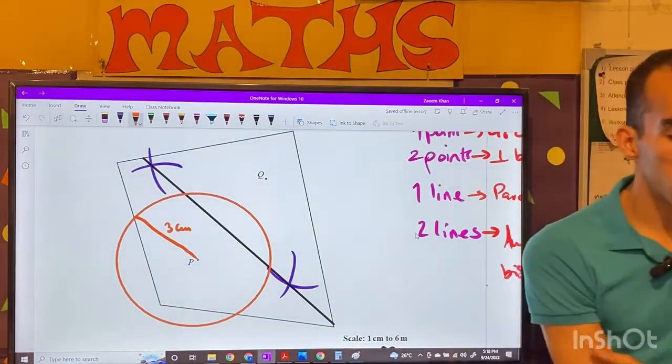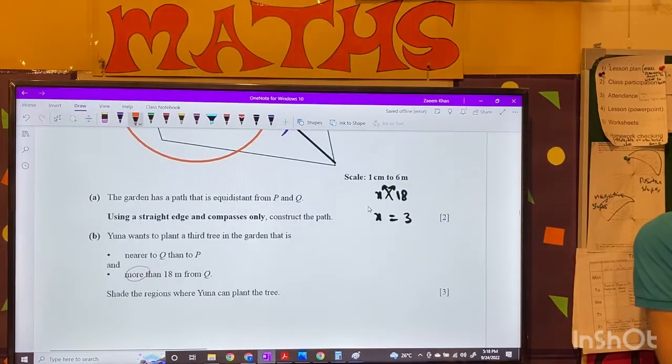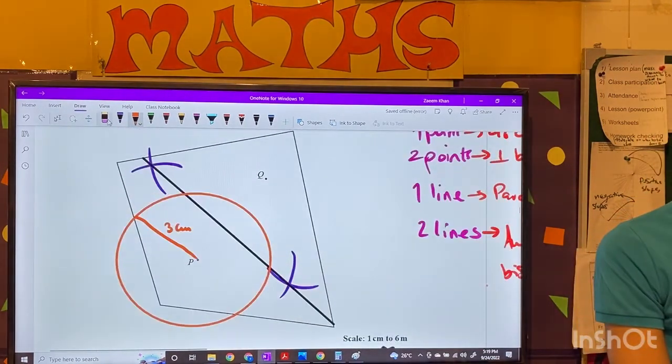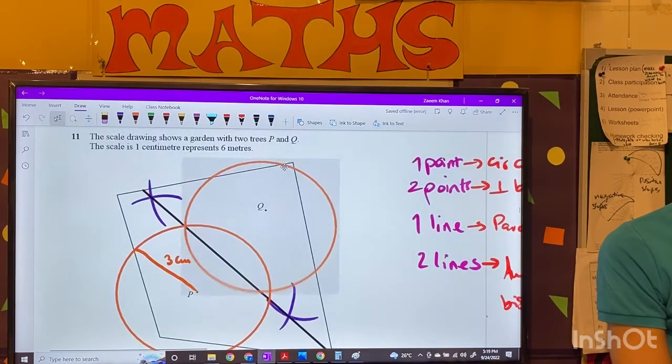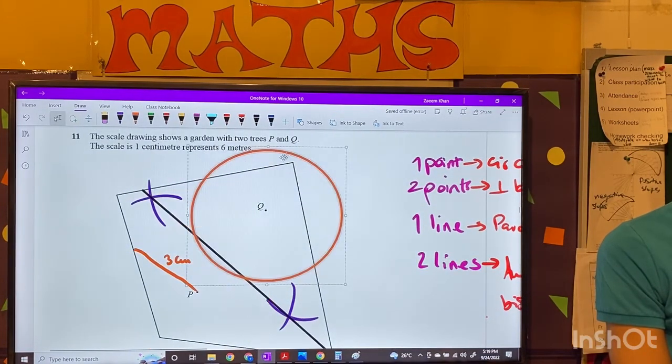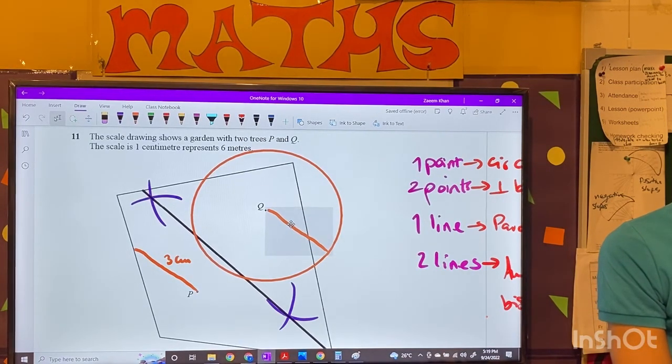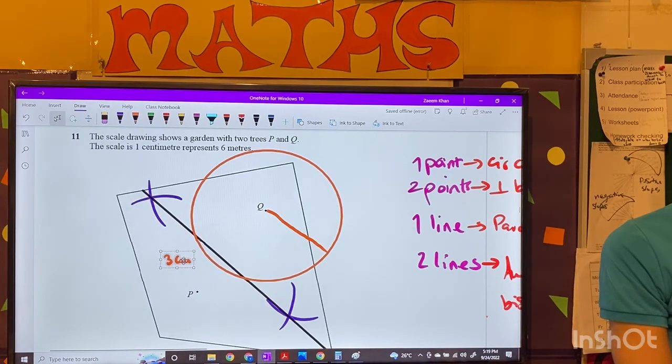Yes. The second part says more than 18 meters from Q, oh my, we drew the circle on the wrong center. Hold on, let me take it over there. This is what it would look like. Once again guys, this is not an accurate drawing. If my answer doesn't exactly match yours, don't panic, as long as you understand the concept.